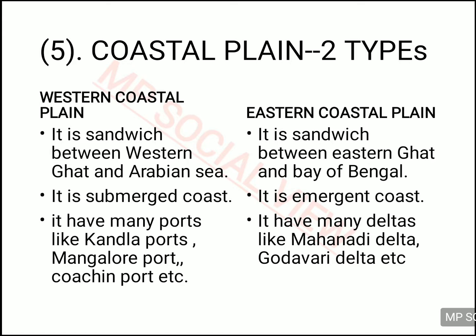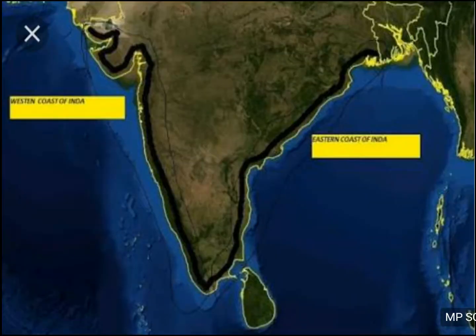The western coastal plain is a sandwich between the Western Ghat and the Arabian Sea, and the eastern coastal plain is a sandwich between the Eastern Ghat and the Bay of Bengal. You can see here the eastern coastal plain and the western coastal plain. You have already seen about the Ghats, Eastern Ghat and Western Ghat. The Eastern Ghat falls on the eastern side and the Western Ghat on the western side. So first you see the western side.